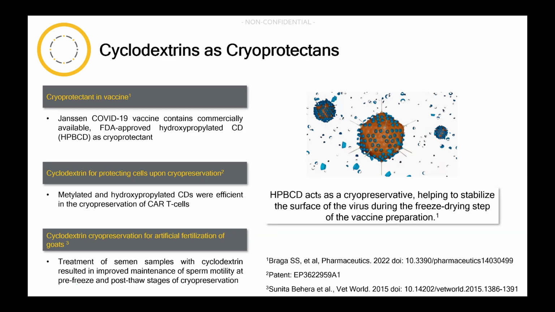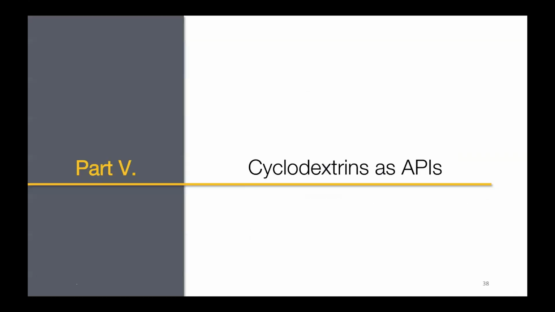It is already on the market, as you may know, but there are some patented formulations, for example, methylated and hydroxypropylated cyclodextrin with T cells. They could have a nice final lyophilized cell sample at the end. Also, cryopreservation is possible with cyclodextrin, for example, with fertilization in veterinary use.